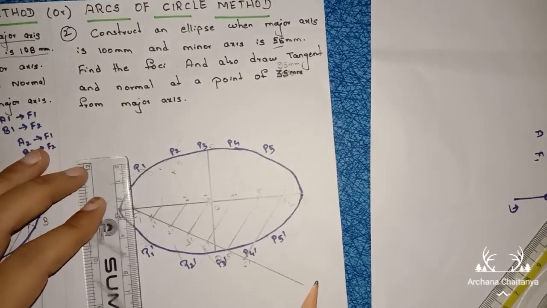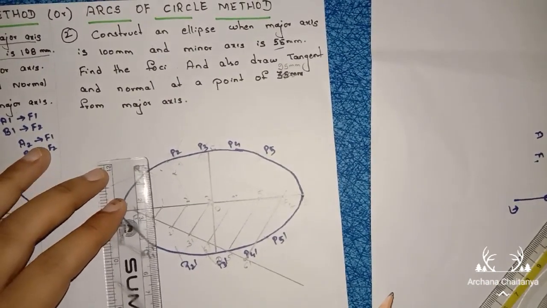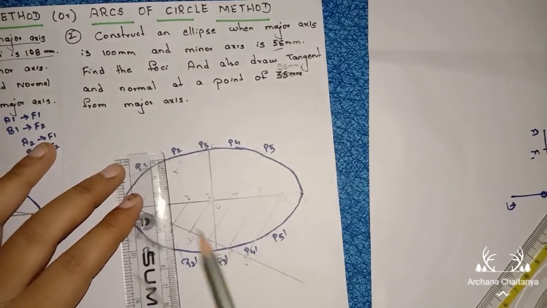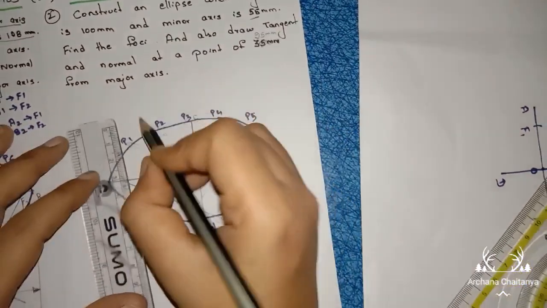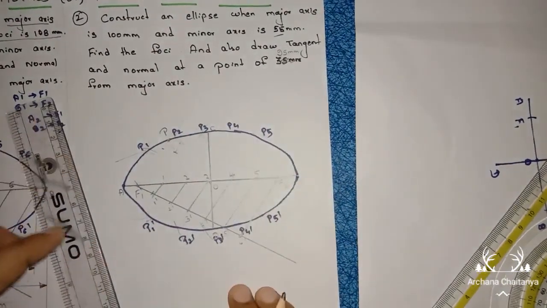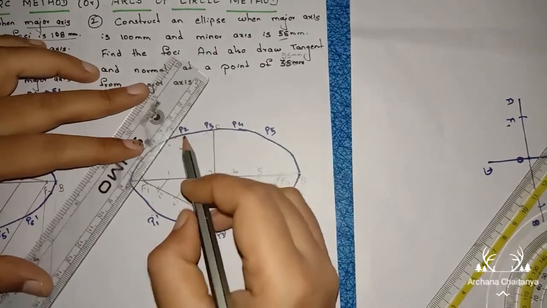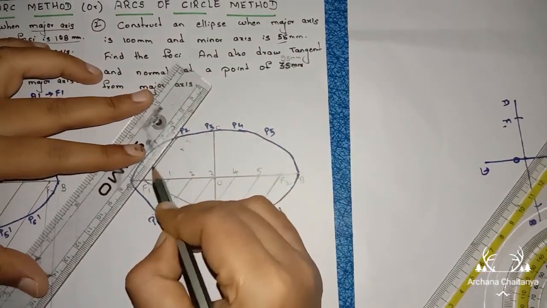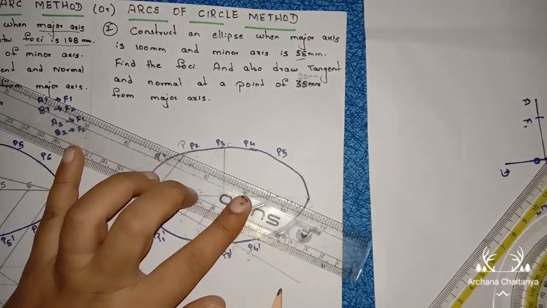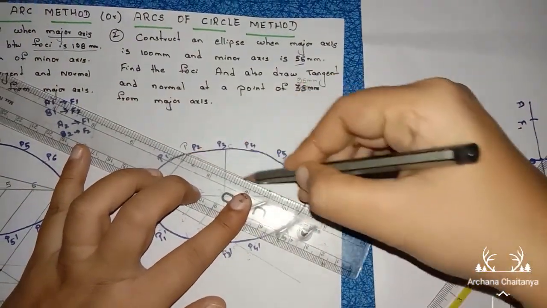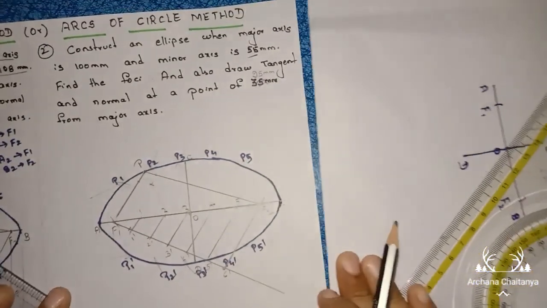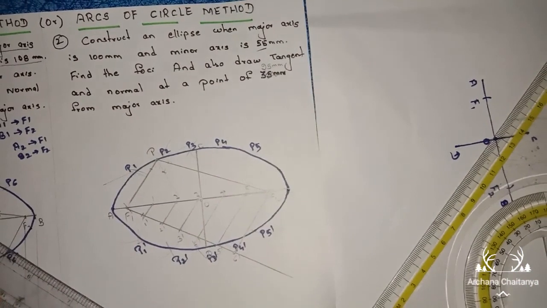Right, 25 mm start from here. Just move your scale like this and see where 0 touches. See here 25 and here 0. I am taking this point as here P. After getting P, what I have to do? I have to join here PF1 and I have to join here PF2. If you observe carefully, F1 P F2 is an angular bisector.